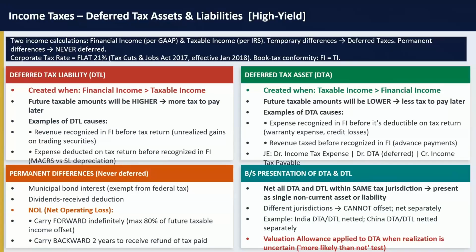Okay, now earlier, before this book tax conformity, there used to exist these permanent and temporary differences, right? Permanent differences we need not worry about, but temporary differences we will have to calculate. For that, we will be using the asset liability method. Under the asset liability method, it will result in deferred tax liability and deferred tax asset.